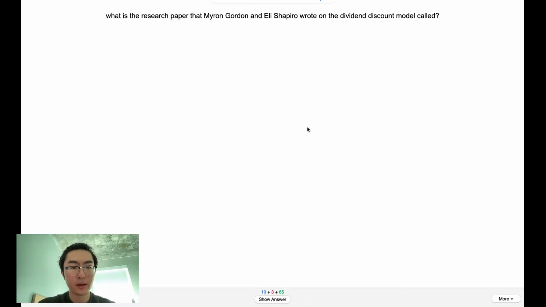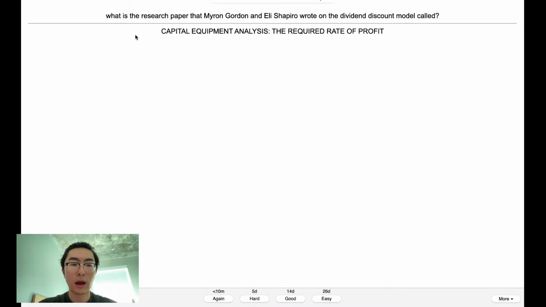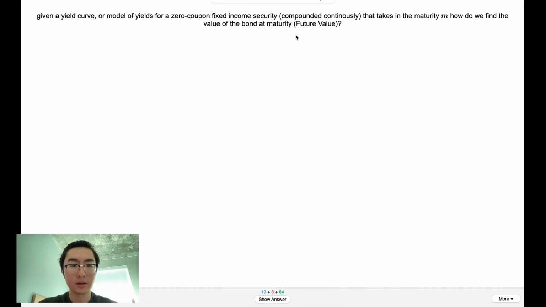What is the research paper that Myron Gordon and Eli Shapiro wrote on the dividend discount model? Okay, so I think this is capital asset pricing, something along capital equipment analysis, the required rate of profit. Okay, this is unnecessary for my exam, so I'm going to just skip this for now.